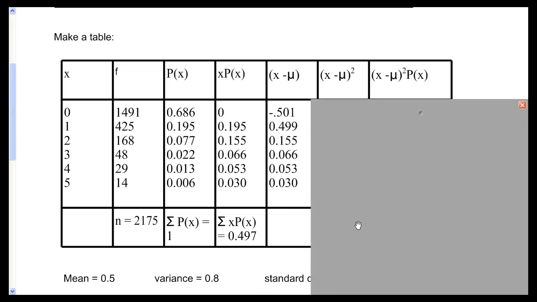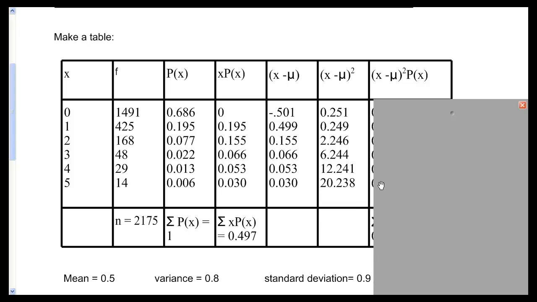The next thing you're going to do is take each one of these values, X, and subtract the mean from it. So 0 minus 0.5 is going to give you this. I don't think I rounded it off to get to this. And then you're going to say 1 minus 0.5, and you're going to get this. 2 minus 0.5 gives you this. 3 minus 0.5 gives you this, and so on.